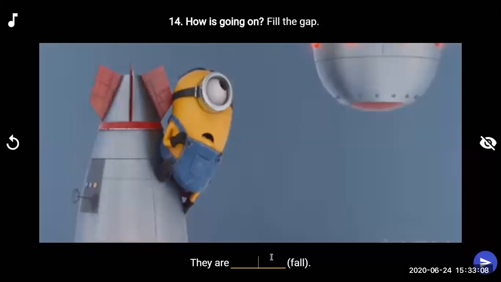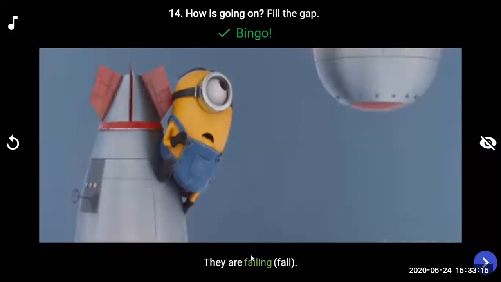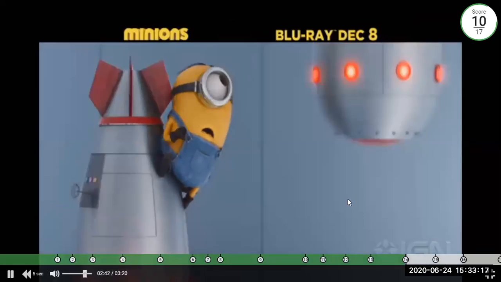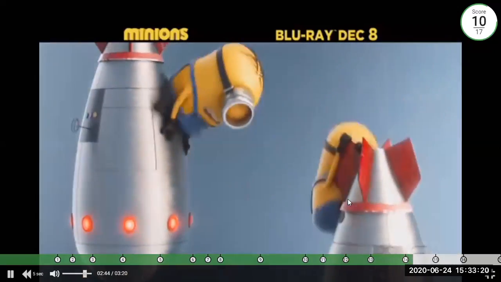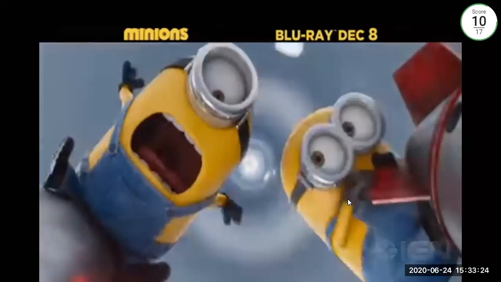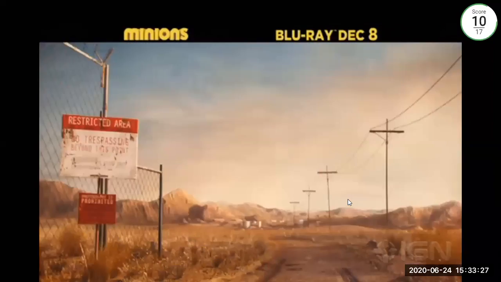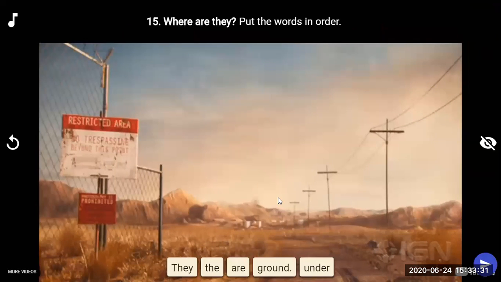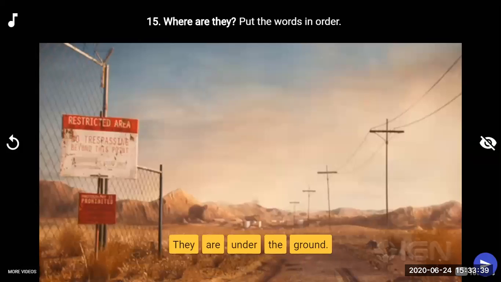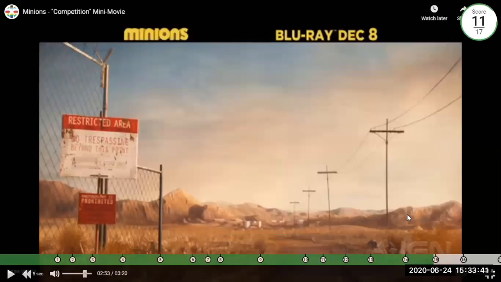Okay, they are what? Falling. They are falling, very good. Okay, let's see. They are under the ground. Uh-huh. They are under the ground. Okay, let's see. Very good.